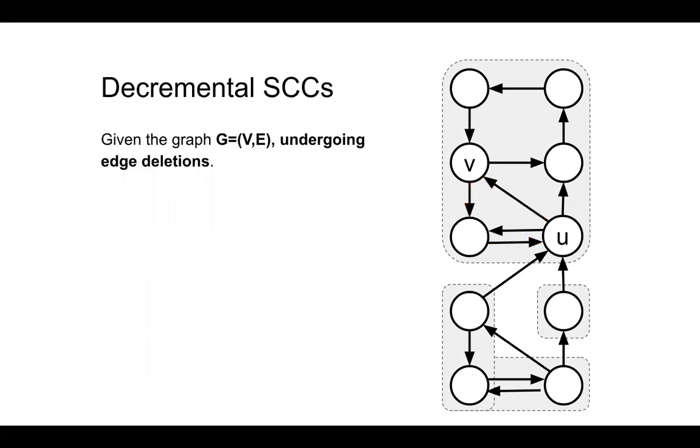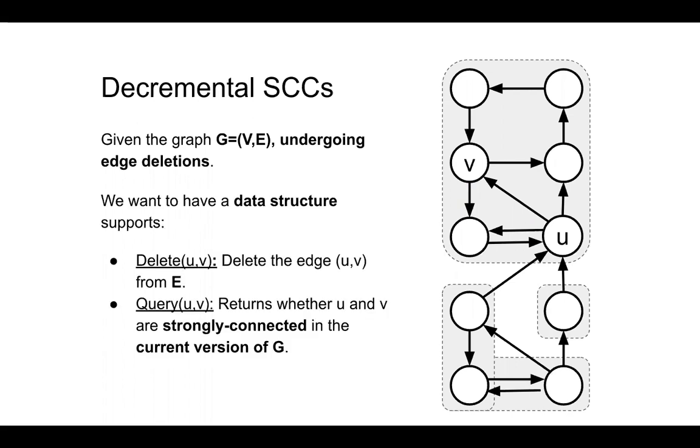Now the problem we want to consider here is what happens if the graph is not static, but is undergoing a sequence of edge deletions. This turns the whole problem into a data structure problem, where you want to input deletions into your data structure, and you want to have a second operation, which is queries. For the deletion, you give an edge UV, and that edge should then be removed from the graph. For the query, you give two vertices, also say U and V, and you want to know: are they strongly connected in the current version of G?